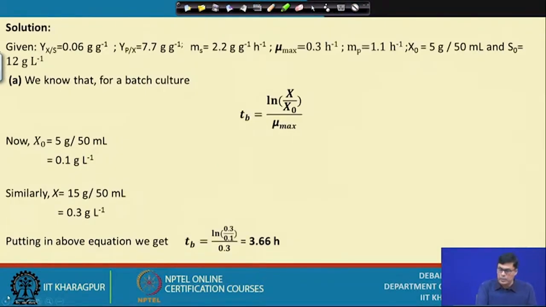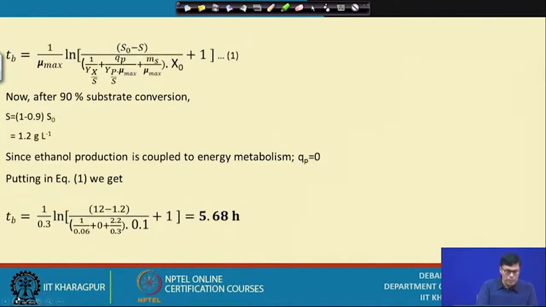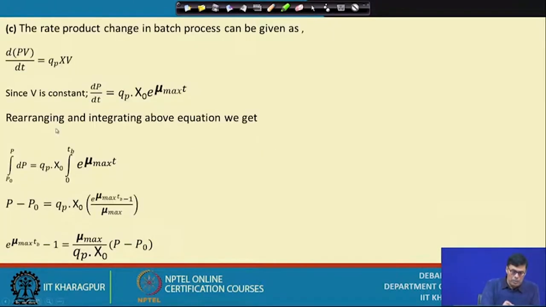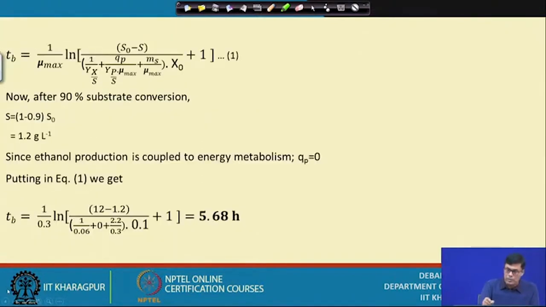If you see, the S value is given as 12 gram per liter, am I right? 12 gram per liter. So here we have done a little mistake. No mistake, because this is actually S 0, which is 12, am I right? And this is equal to 0.5. So you multiply that by 1.2, this is okay, this is not a mistake.